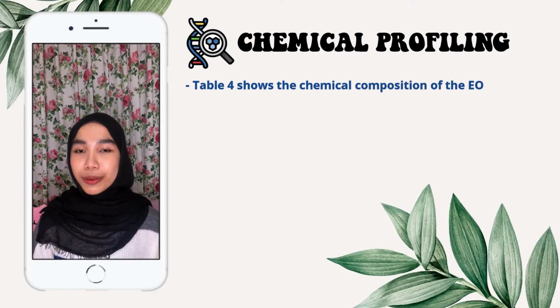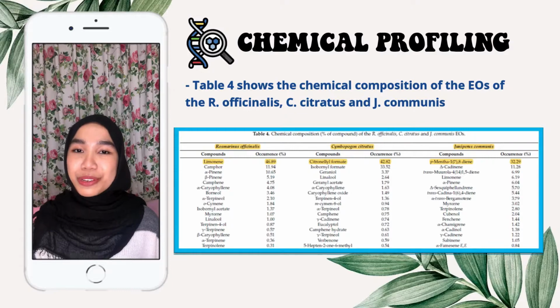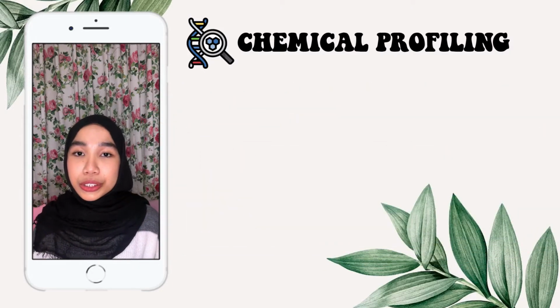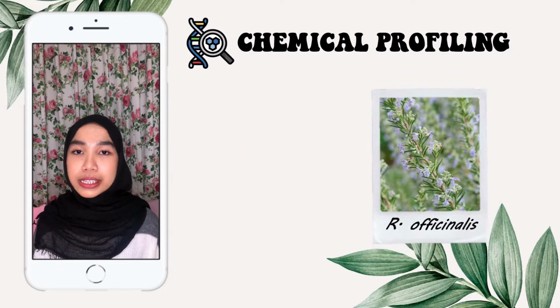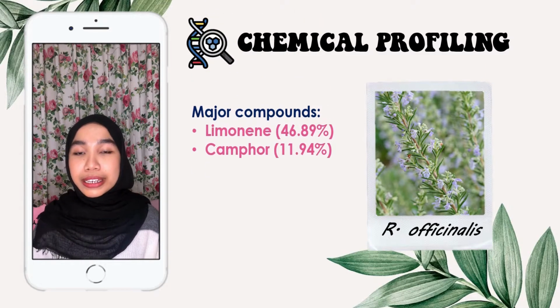Last but not least, the chemical compositions of R. officinalis, C. citratus, and M. communis essential oils are presented in Table 4. The major compounds for R. officinalis are limonene at 46.89% and camphor at 11.94%.